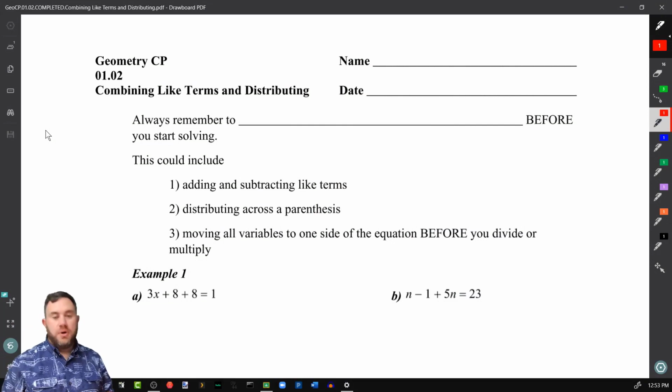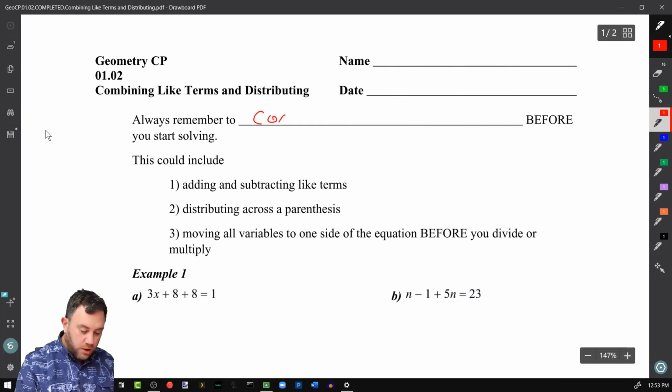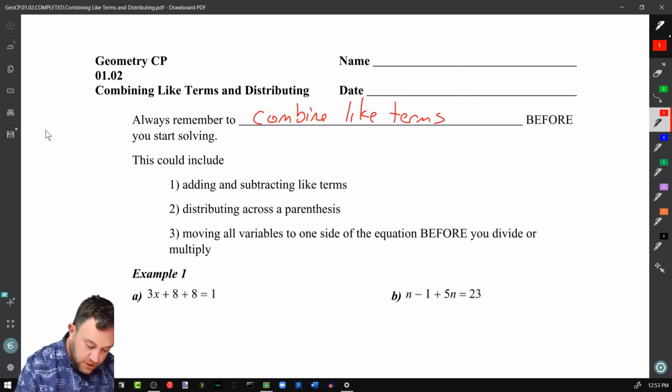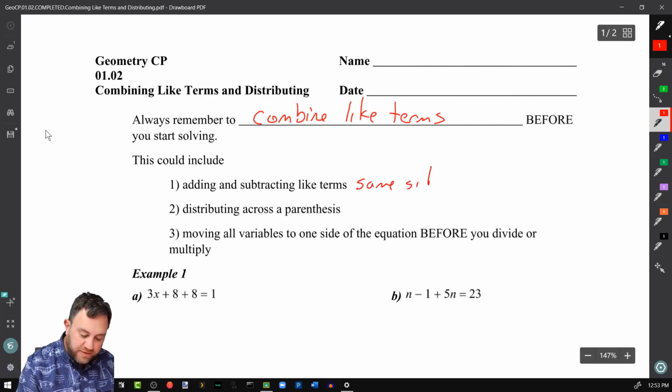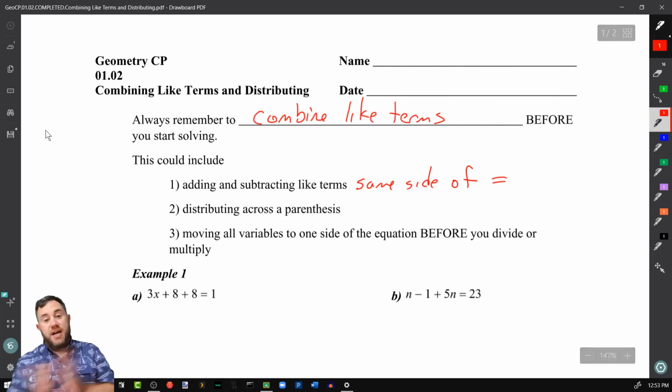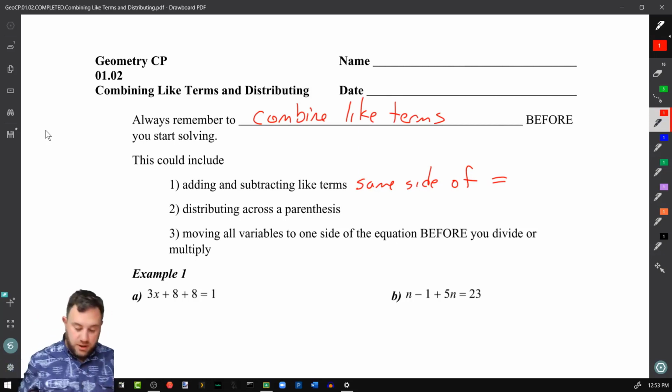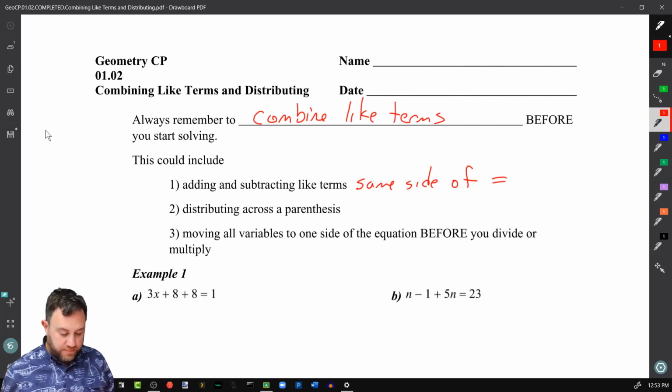So when you are solving equations, always remember to combine like terms. This could include adding and subtracting like terms on the same side of an equal sign. If they're on the same side, you put them together. If they're on different sides, you've got to move one across, and that's what we talked about last time.